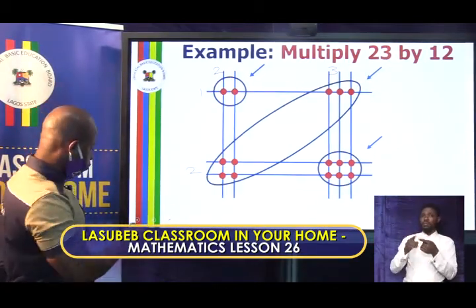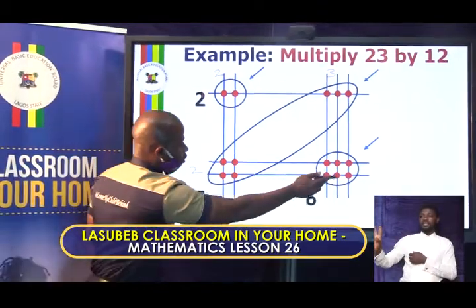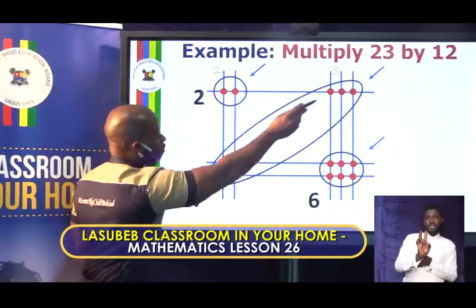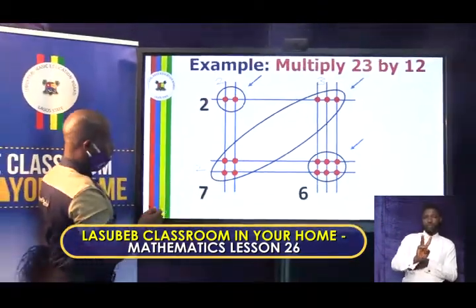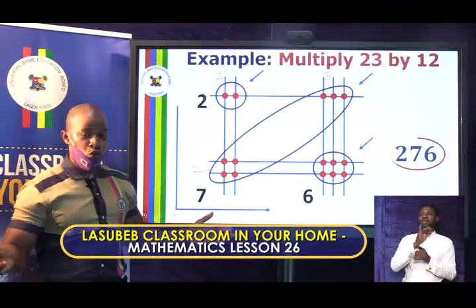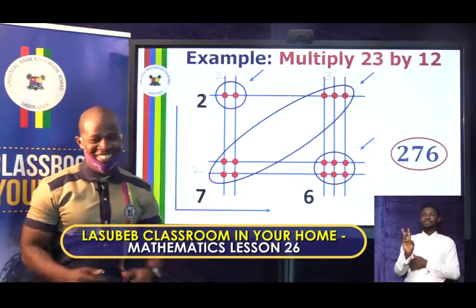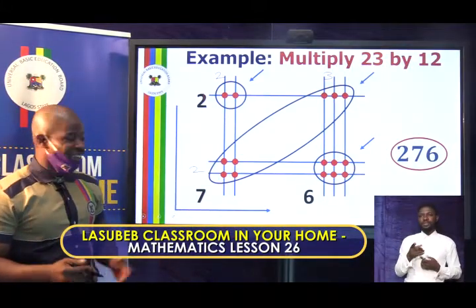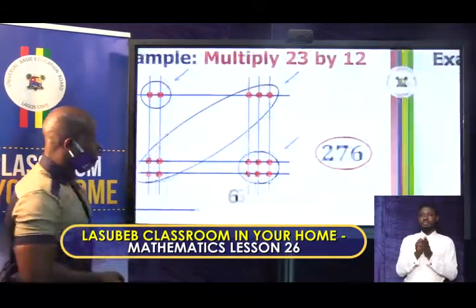Now it's time to count. Here I have 6 dots. Here I have 1, 2, 3, 4, 5, 6, 7, 7. And here I have 2 dots. And that, you now read your number like this. Your final answer is 276. Isn't it interesting? Let's take a look at another example of the same type.